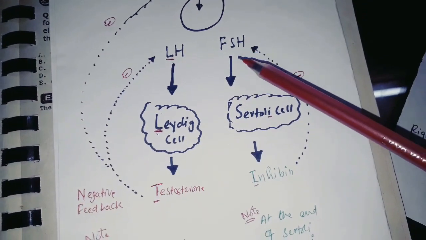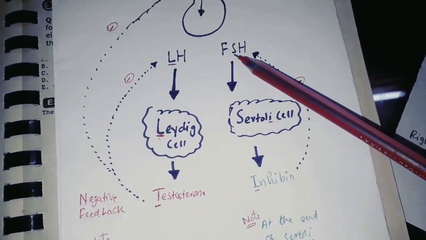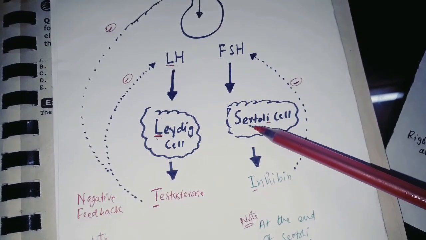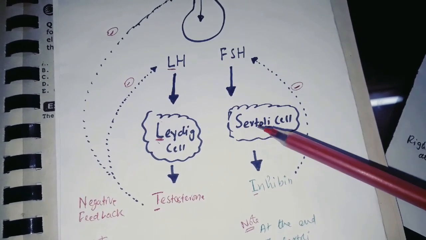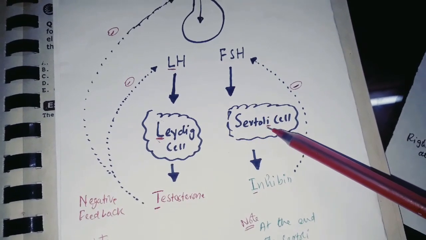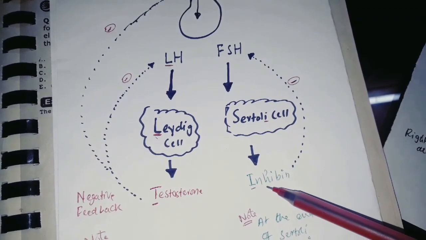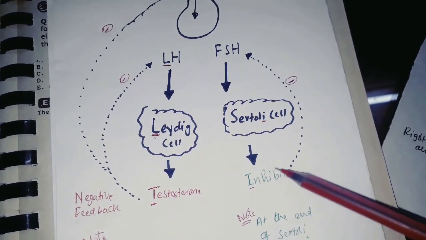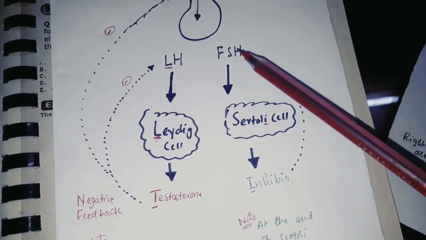Now let's come to FSH, follicle stimulating hormone. You see here is S. This S is for Sertoli cell, and this is how you will remember that FSH will act on Sertoli cells. But how will you remember the secretion? You see Sertoli cell, at the end there is the letter I. So from this I you will remember inhibin. Now for the negative feedback we have to remember that inhibin only inhibits FSH.